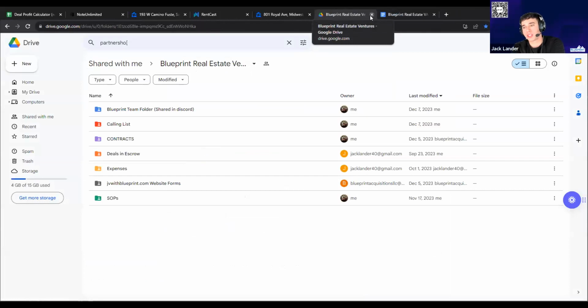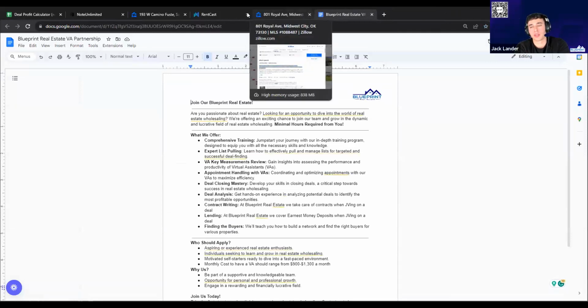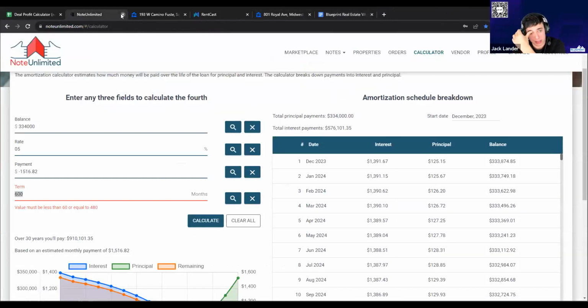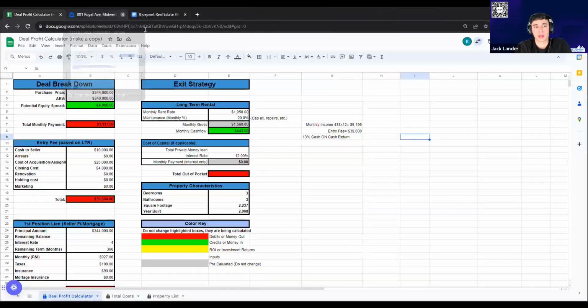So novation is basically just like a net listing. Essentially you're getting someone's permission to list the property on the open market or the MLS. You would think, well, why doesn't the person just list it with a real estate agent? Well, there's negotiation, paying the real estate agent commissions, having the house on the market, dealing with showings and things like that.